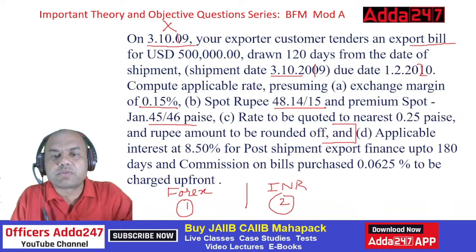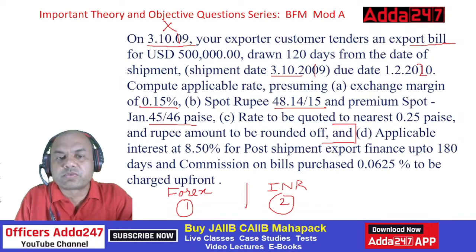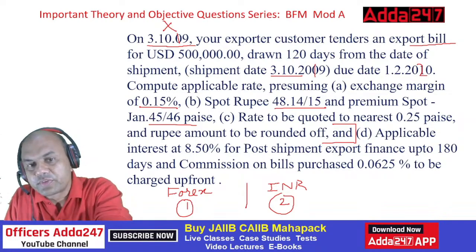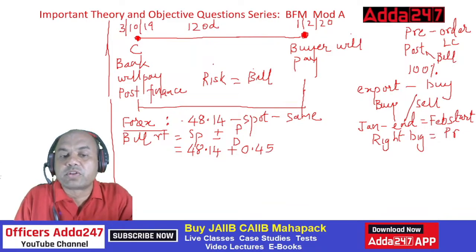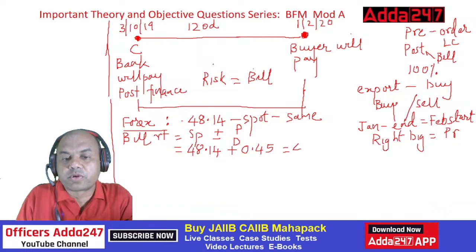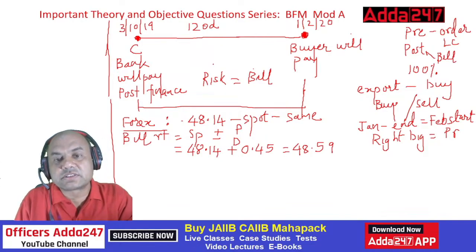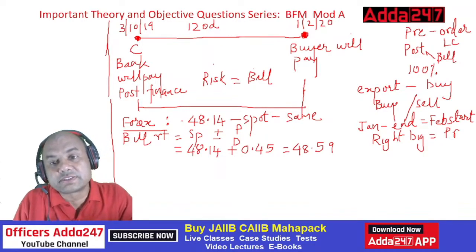So here, spot I've used as 48.14. Here January also I'm using again 0.45. Now add this: 48.14 plus 0.45. What is the answer? 48.59. Okay. So is this my final answer? This is the rate to be quoted, but is this my final answer?